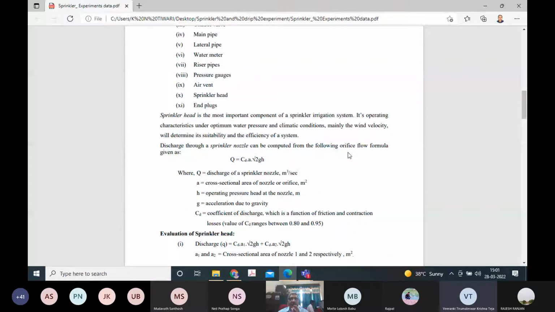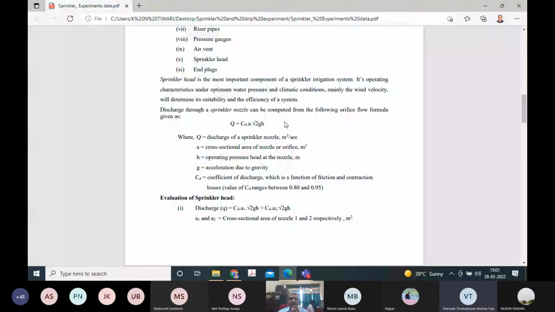The discharge from a sprinkler nozzle is considered as discharge from an orifice, which is the coefficient of discharge multiplied by the area of the sprinkler nozzle into the square root of velocity head, that is root 2gh. So g is the acceleration due to gravity, h is the operating pressure. As I told you, the pressure head is required. So pressure head is known.